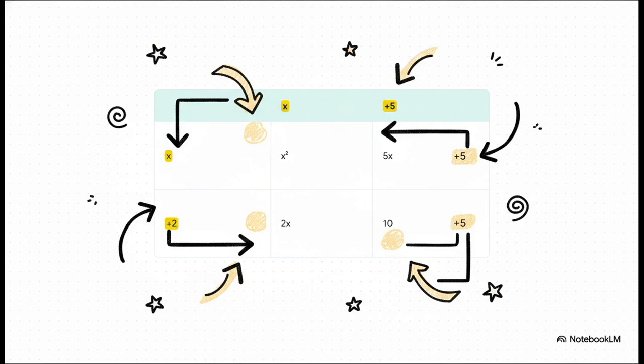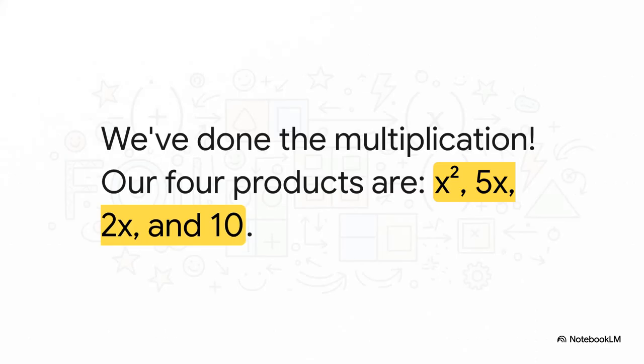All right, now we just fill in the 4 empty boxes. And to fill a box, you just multiply its row header by its column header. So, top left, that's x times x, which is x squared. Easy. Top right, that's x times 5, which gives us 5x. Moving down, bottom left is 2 times x, so 2x. And finally, bottom right is 2 times 5, which of course is 10. And just like that, the multiplication part is done.